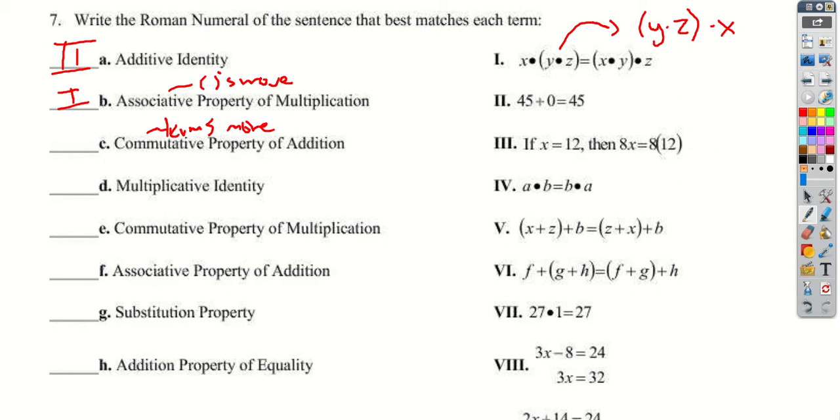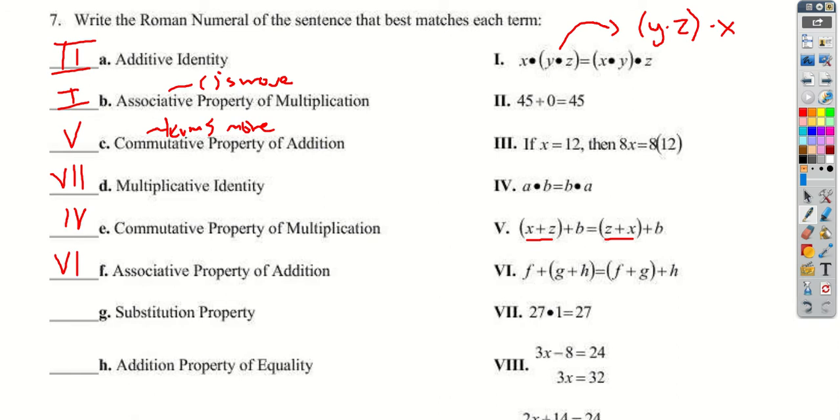So commutative property of addition, as I go through, because I'm not doing process of elimination here, okay, is going to be choice 5b here, because these have the x and the z switching, the parentheses do not. Multiplicative identity, we're multiplying, get the same answer back, that is choice 7, so VII. Commutative property of multiplication, we're just moving things around, that is choice 4, IV. Associative property of addition, we're moving the parentheses, okay, when we add, so that is choice 6.